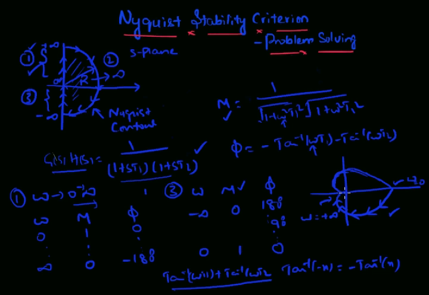The mirror image is going to be something like this. And as we are changing omega from minus infinity to 0 in this direction, we will have plot points like this. So this is how the plot looks when we take care of the first section and third section. Now this looks almost like a closed figure.